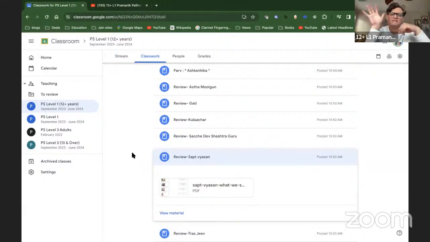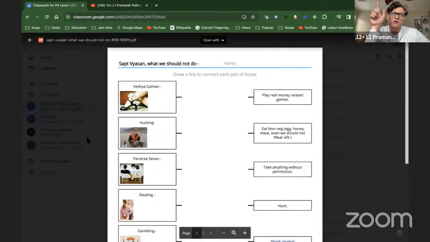So there are seven vyasans. Let's understand this. There are three vyasans that start with letter M, correct? So what are these? Mans, Madhya, Madhu. Madhya means alcohol, Mans means non-vegetarian food, and Madhu means honey. So Madhya, Mans, Madhu, that is three. Then you have the fourth one, Jua, and then the fifth one, Chori. Jua is gambling and Chori is stealing. So that is total five so far.